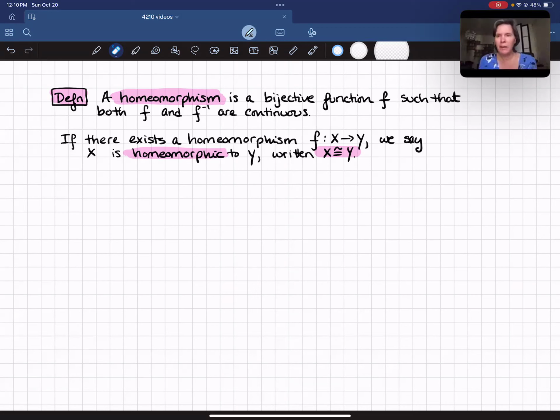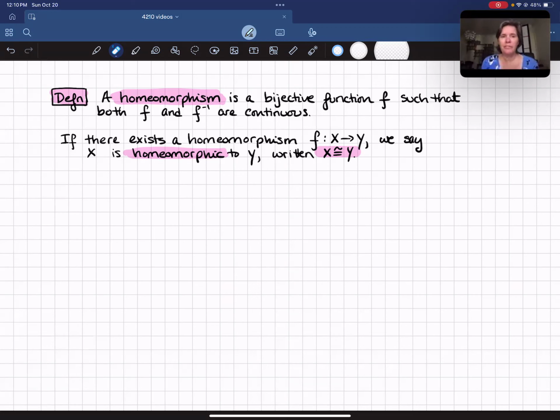Another way to think about it is that a homeomorphism is a function that satisfies four properties. It's one-to-one, it's onto, it's continuous, and its inverse is continuous. Okay, so it's a function that satisfies these four properties. And if you have a homeomorphism between two spaces x and y, then we'll say that x is homeomorphic to y.